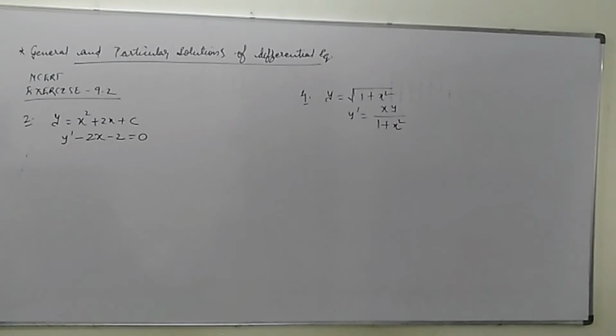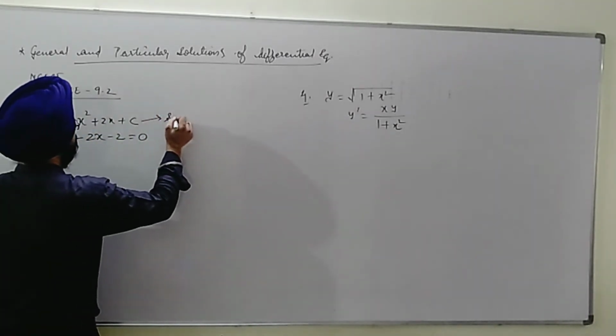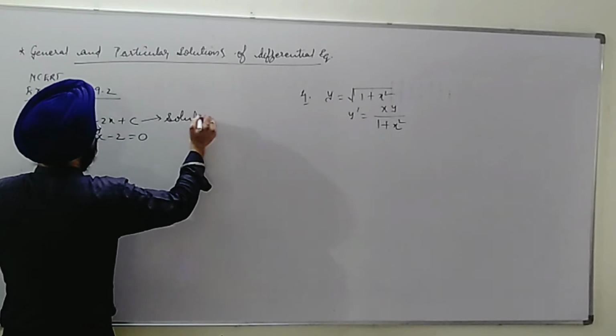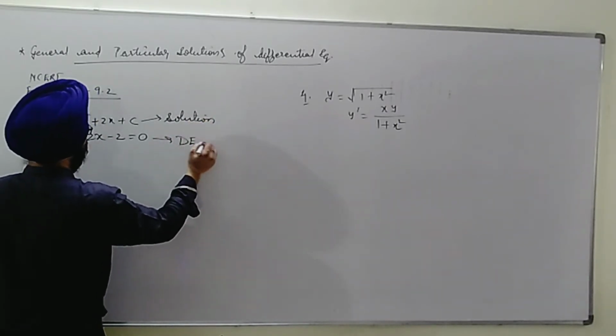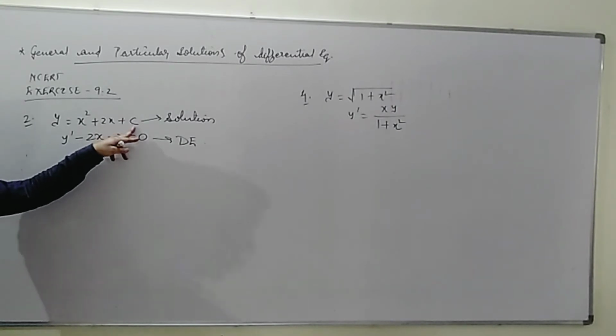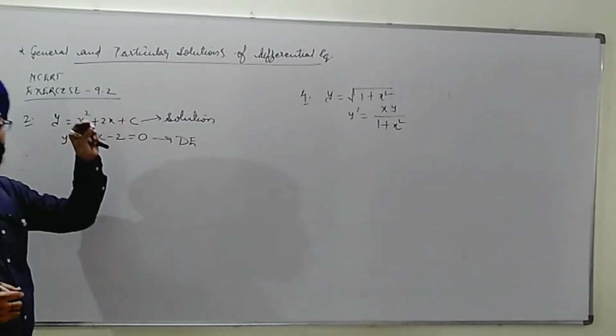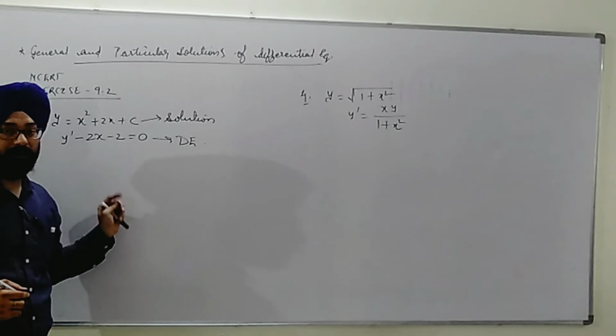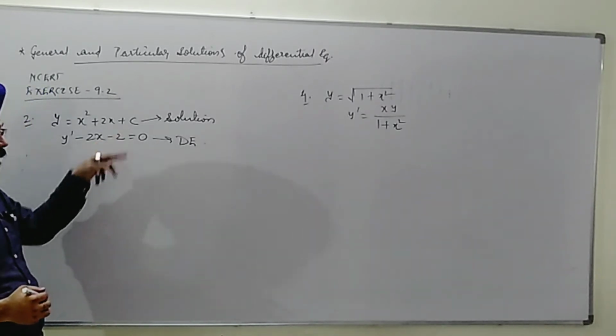Next question which I have taken is question number 2. Here we are given the solution as y equal to x square plus 2x plus c. This is to check whether it is the solution. And the second one is the given differential equation. Now you can check here the arbitrary constant c is given. So this type of solution actually is a general solution. Okay, not a fixed value given to us.